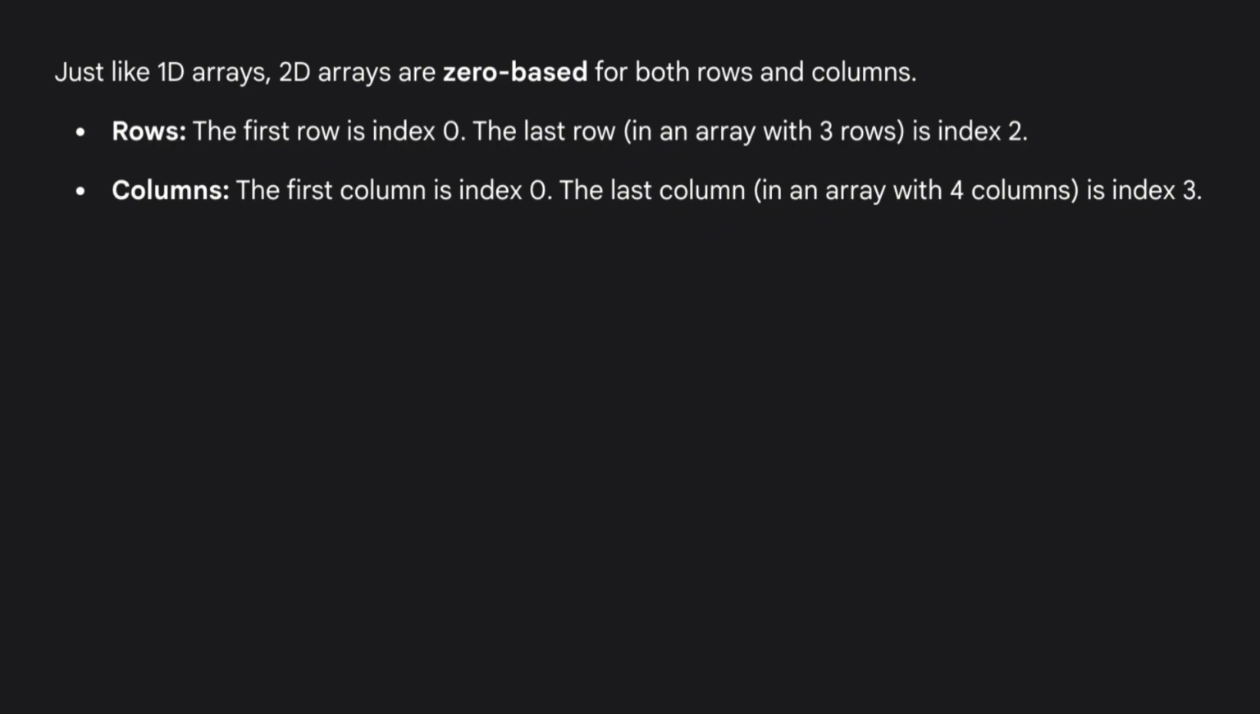Rows: the first row is index 0. The last row, in an array with 3 rows, is index 2. Columns: the first column is index 0. The last column in an array with 4 columns is index 3.